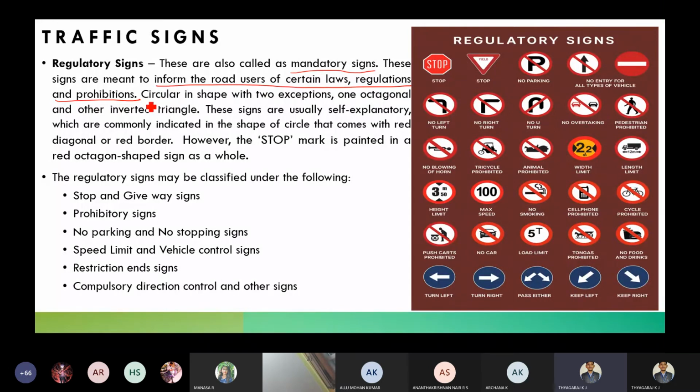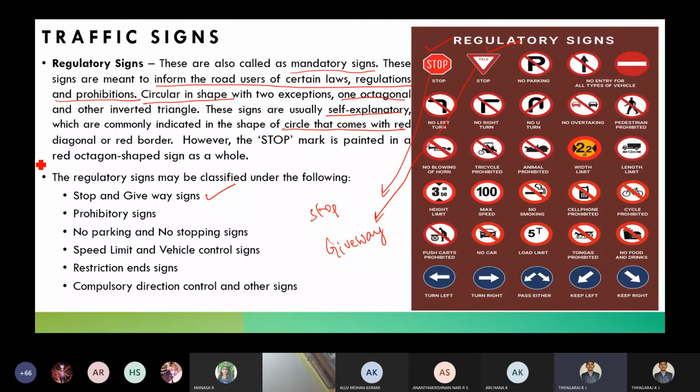All the signs are circular in shape with two exceptions. One is octagonal and the other an inverted triangle, that is the stop and give way signs. This is called a stop sign and this is called a give way sign. These are the two signs which are exceptional in shape among the regulatory signs. All the other regulatory signs are circular in nature, and these signs are self-explanatory. If you see the traffic sign, you can easily understand what it is indicating.